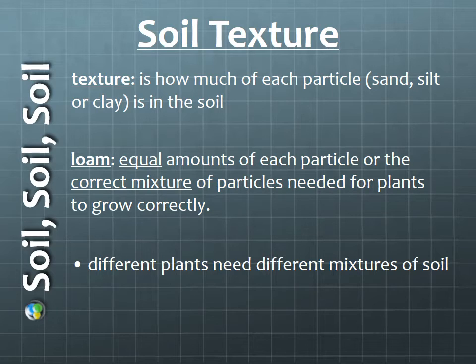With soil, you have what we call soil texture, and it's how much of each particle is in the soil, for instance, sand, silt, and clay. And when farmers are growing their plants, they look for what we call loam, or equal amounts of these different particles. And it's important to get the correct mixture, otherwise the plants do not grow correctly. Different plants need different mixtures of soil, or different kinds of loam.